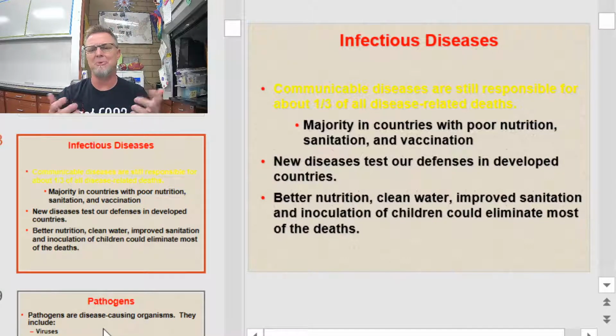And you might go, well, what about the other 2/3? Well, there is such a thing called non-communicable diseases, right? And those are the ones that can't be spread from person to person. You inherit them like a genetic disorder.